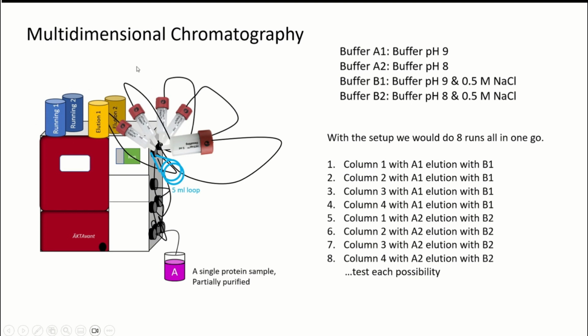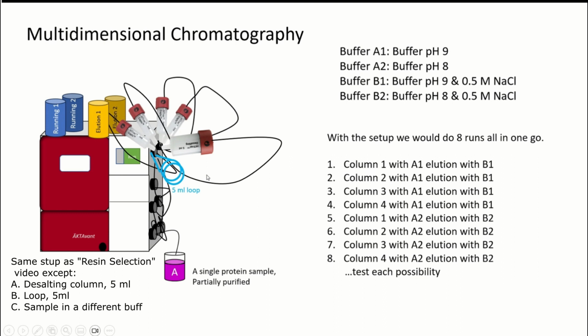So the difference between the resin selection method setup and this multidimensional chromatography setup is that we still have the same 4 columns, but we're going to be adding this desalting column right here to the column valve. And then we're going to have a 5 mil loop. We had talked about using a 10 mil loop, but here at the very end of that video where we were writing the method, we decided to change it to a 5 mil loop. Very important, right?